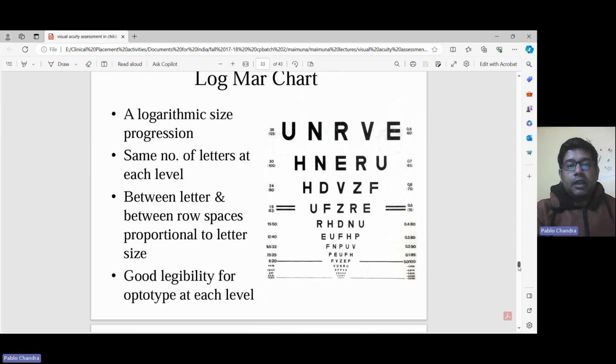Similarly, in the logarithmic chart, I told you in the last lecture that each line has five letters, and each letter's size and the distance between the letters is different.